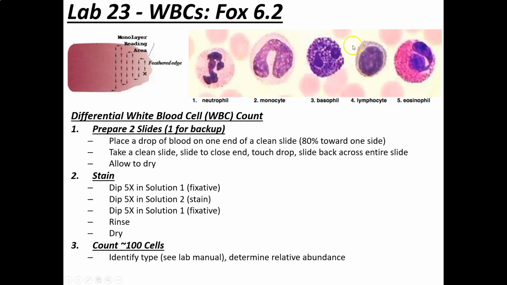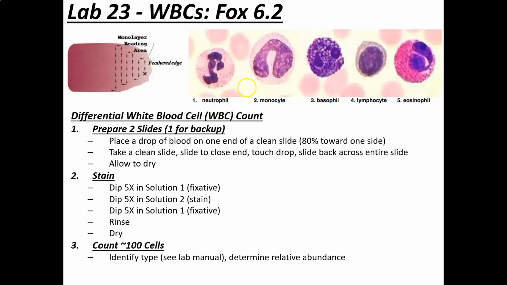The other thing to look at is whether they have granules or not. If they have granules, what color are they? And then what's the shape of the nucleus? So we'll go over that as we look at this. So neutrophils, again, are called neutrophils because they have neutral staining granules. So they really don't look like they have any granules when we look at them, especially at the 10 times lens or even the 40 times lens.